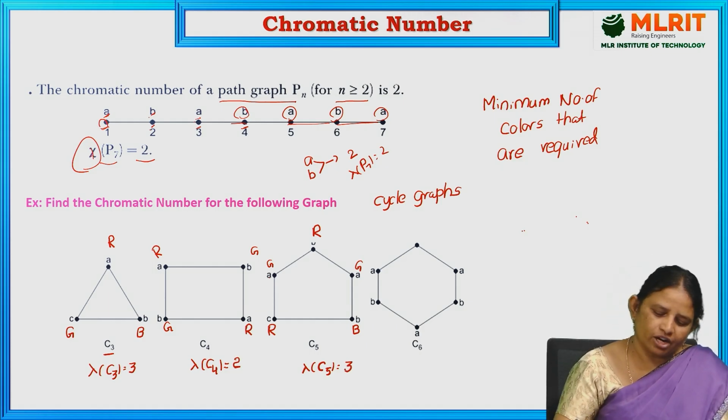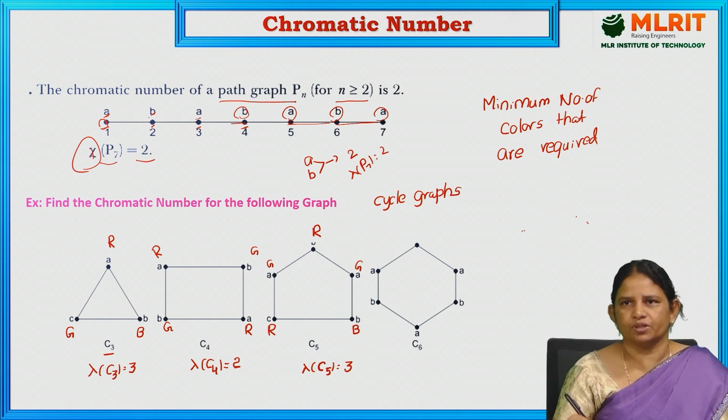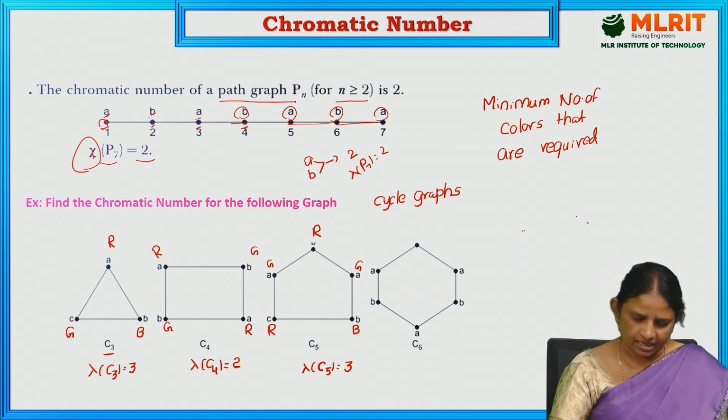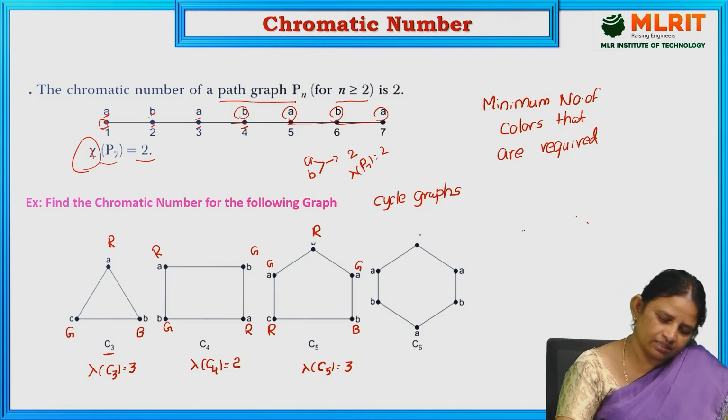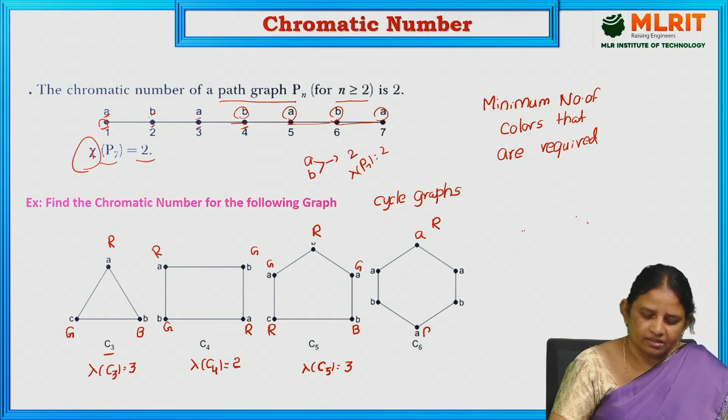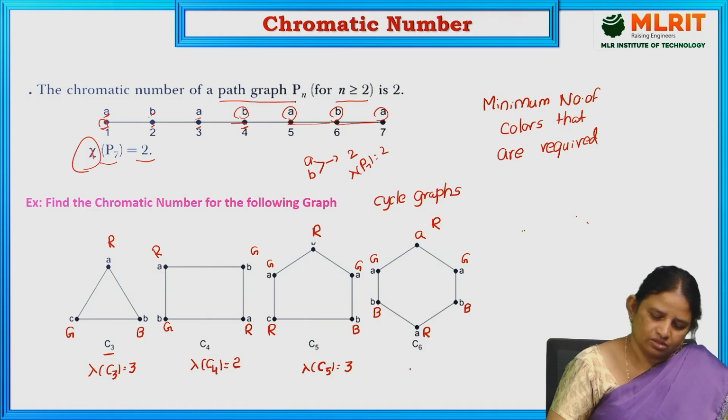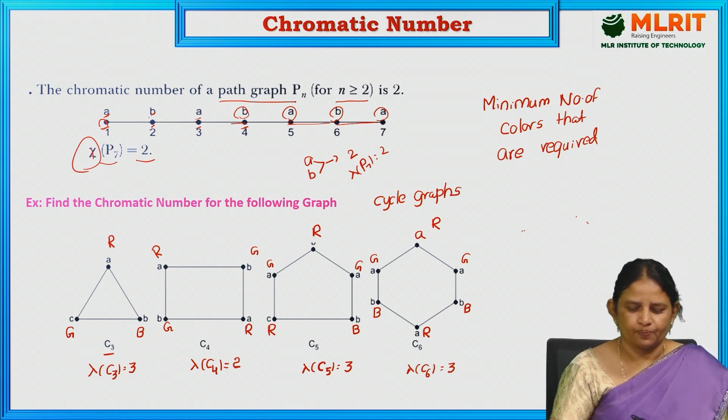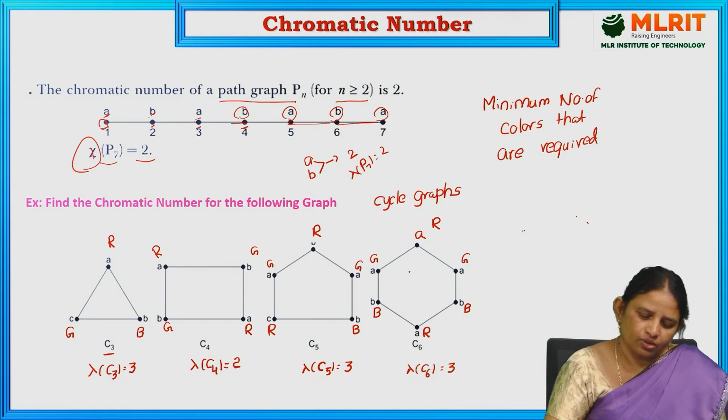Next, cycle graph of 6. That means 6 vertices form the cycle, so it is a cycle graph. Here the vertex A is colored with red. Here it is green. Then blue; don't use red or green here. So what is the chromatic number of the cycle graph of 6? That is 3 colors. We can use red here, and don't use red next to it.